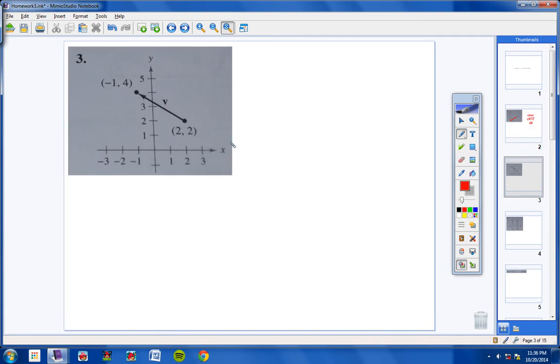All right, here we go. Whenever you're writing a vector in component form, you take the terminal point, which is negative 1, 4, and you subtract from it the initial point, which in this case is 2, 2. So component form would be negative 1 minus 2, that's negative 3, and 4 minus 2, which would be 2. So component form of this vector would be negative 3, 2.